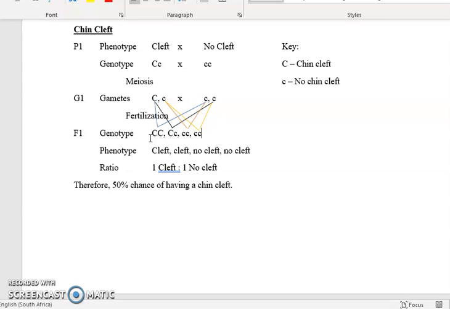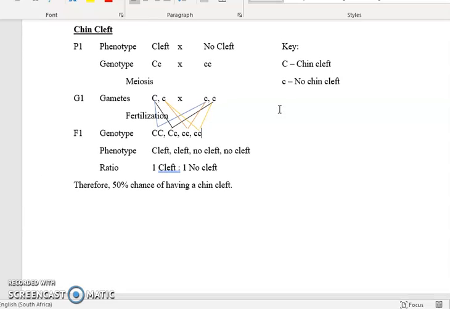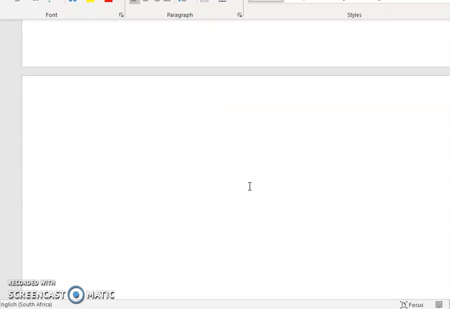As always, our genotype will always have 4 different genotypes. And our ratio is 1 cleft is to 1 no cleft. Therefore, there's a 50% chance of the offspring having a chin cleft. Okay, so now that we've got 2 examples down, I want you to go through some examples of your own.